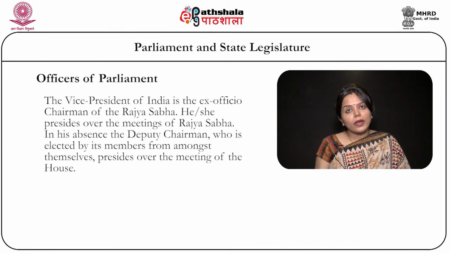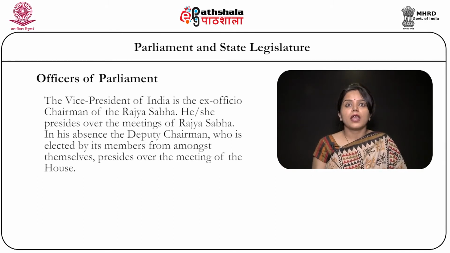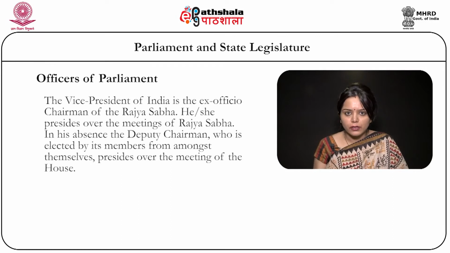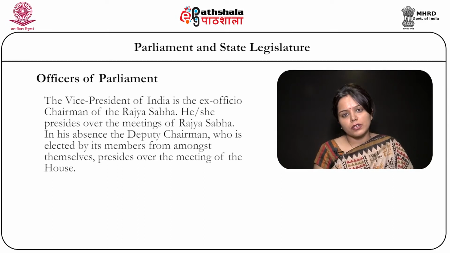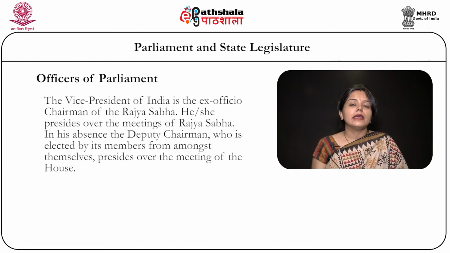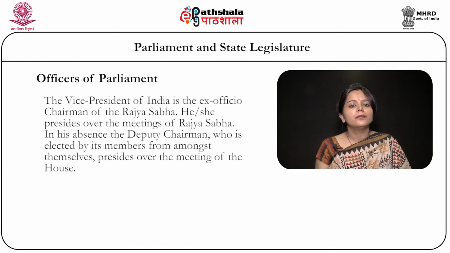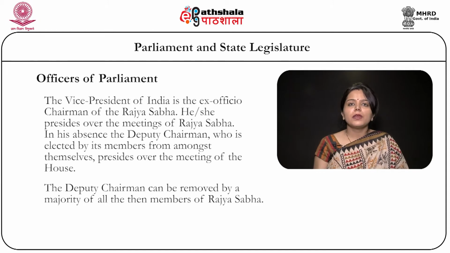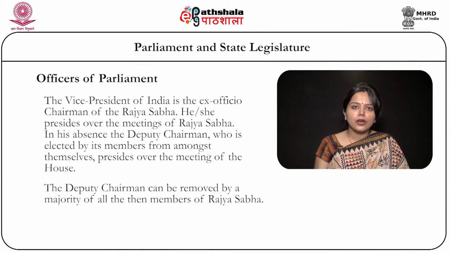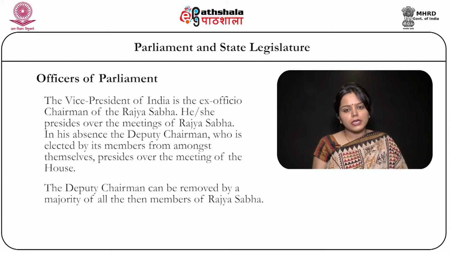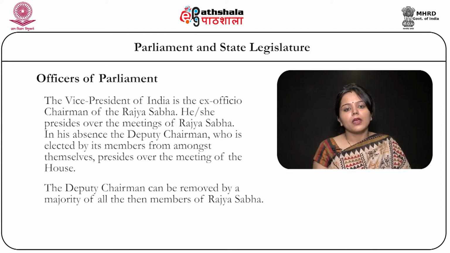Then the question arises, what if there is absence of the Vice President or ex officio chairman of the Rajya Sabha? In that situation, in his absence, the deputy chairman, who is elected by its members from amongst themselves, presides over the meeting of the Rajya Sabha. Here the deputy chairman can be removed by a majority of all the then members of Rajya Sabha.